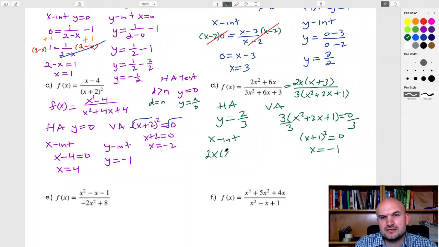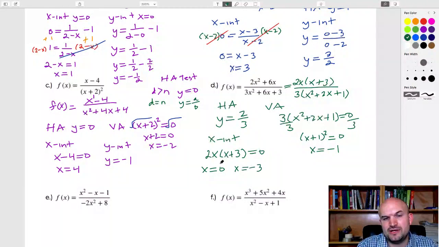So I'll have 2x times x plus 3 is equal to 0. I can now apply the zero product property, and therefore I will get x is equal to 0 and x is equal to -3. Again, when you set 2x equal to 0, you'll divide by 2, which still gets x is equal to 0.